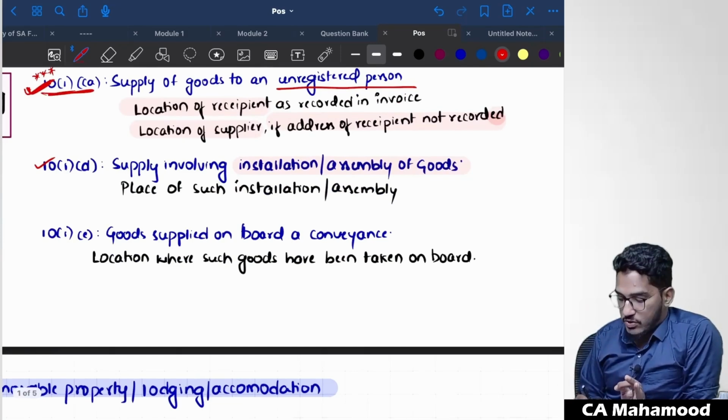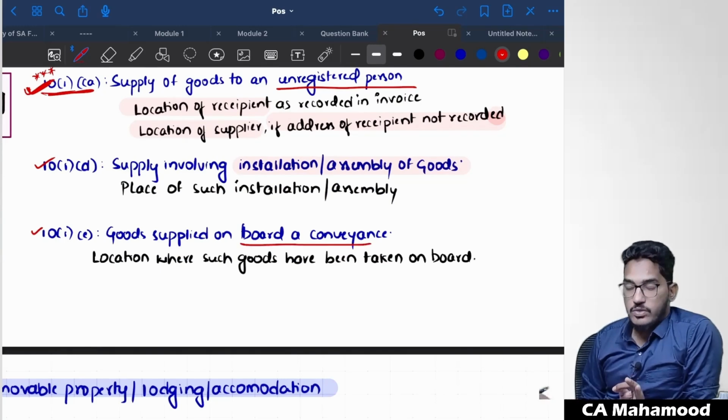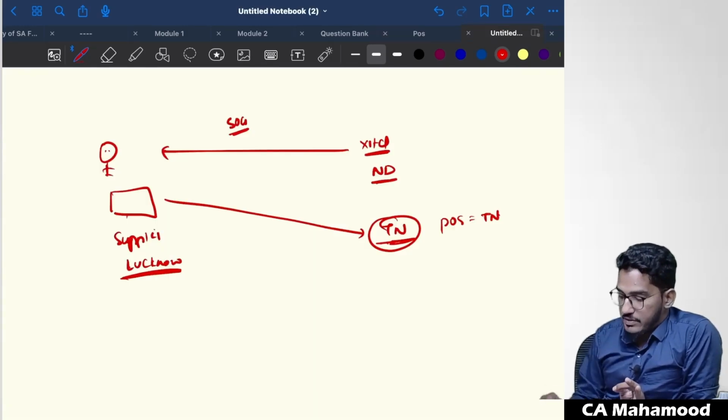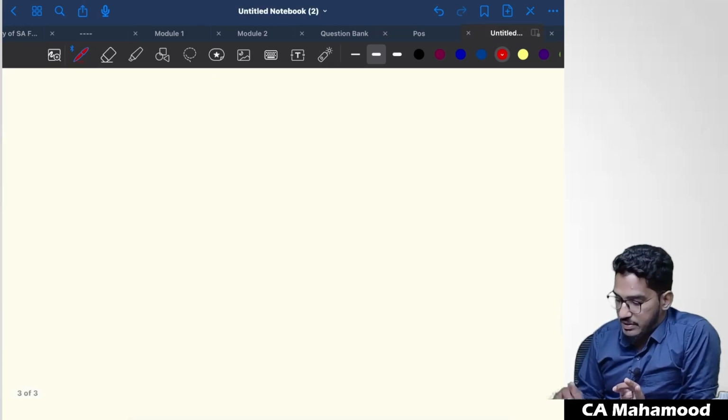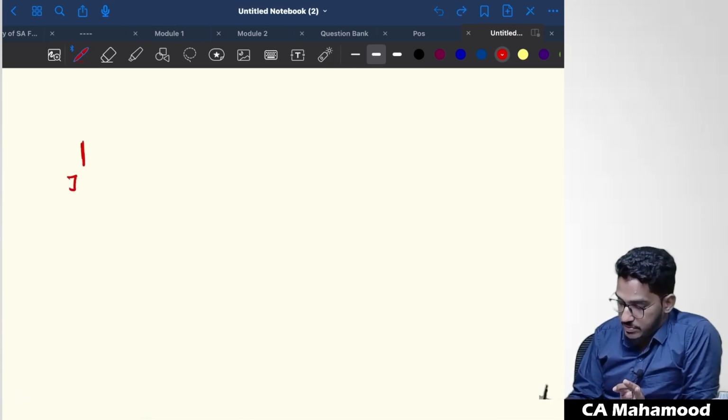Now we have one more last clause, Section 10(1)(e), which is talking about goods supplied on board a conveyance. Goods which are supplied on board a conveyance. Sir, what is this? Take for example, there is a train. Okay, the train is going from, let me put it this way.